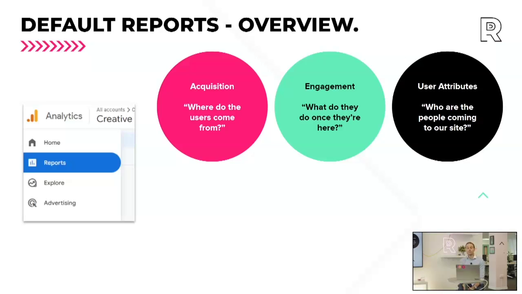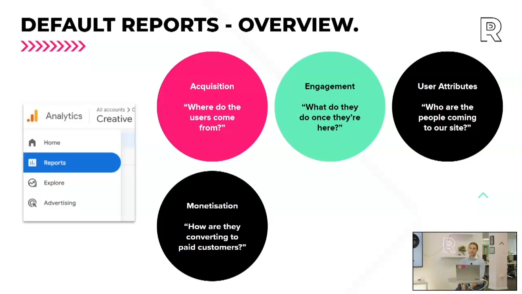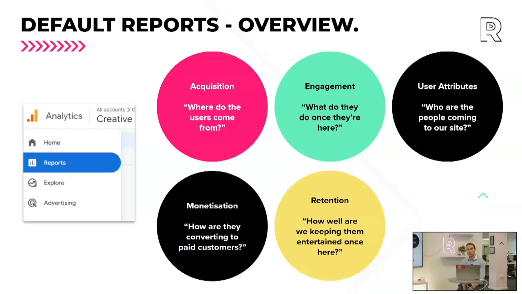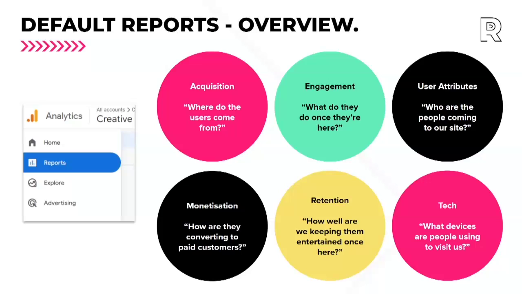We have user attribute reports, which covers things like, who are these people that are coming to my site? What do they look like? What's my audience? We have the monetization reports. That's how are we converting them from visitors to paying customers? What does that journey look like? We have retention reports, which is how long are we keeping them once we've got them? How sticky is our website? And then tech, which is kind of what devices are people using to visit my website. So those are the kind of 6 broad pillars of the reports.